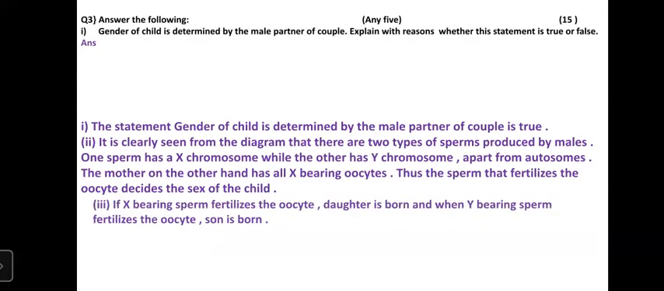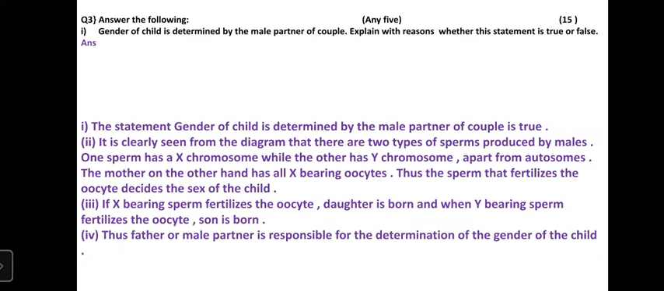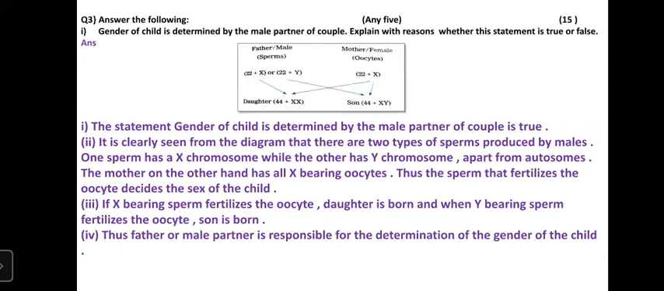First one, see, gender of child is determined by male partner of couple. Explain with reasons whether this statement is true or false. Now see here, what is the question? The gender of child, whether it is female or male, is determined by male partner. So you have to tell whether this statement is correct, true or false. Okay. Now for this, you have to draw this.